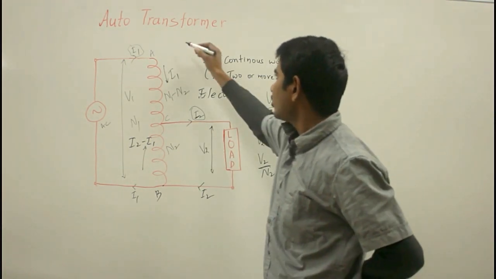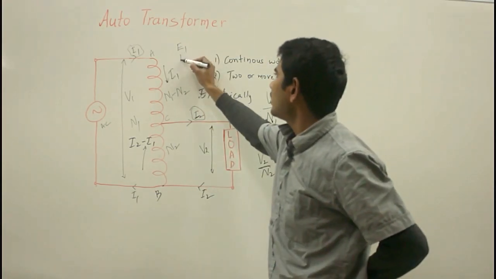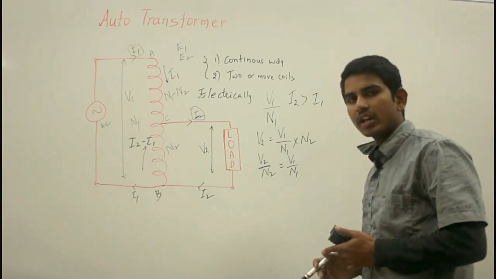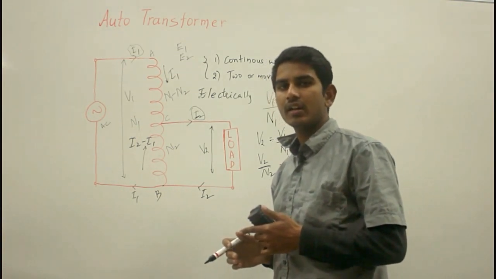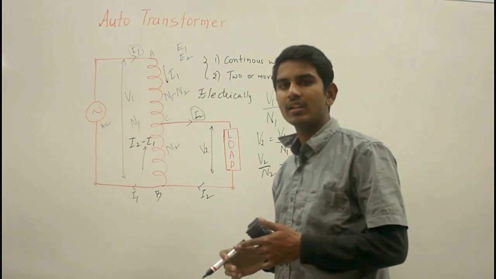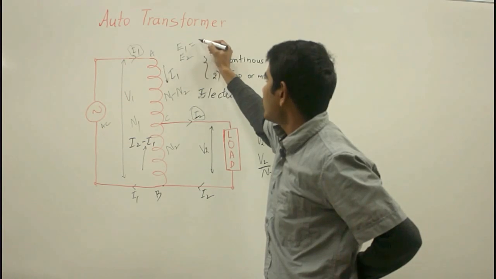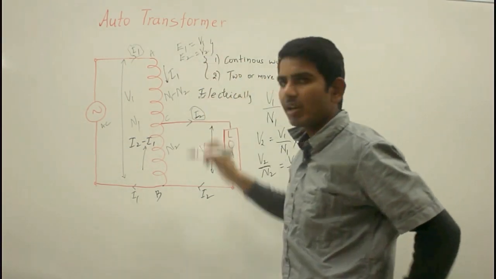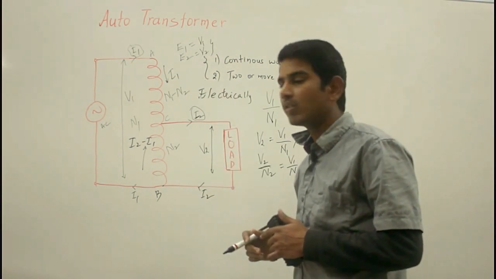Now if I say the induced EMF is E1 in the primary winding and E2 is in the secondary winding, now if I neglect my no load current and leakage reactance and the corresponding losses, by neglecting them I can have E1 equal to V1 and E2 equal to V2, by neglecting my no load current, leakage reactances and the associated losses.